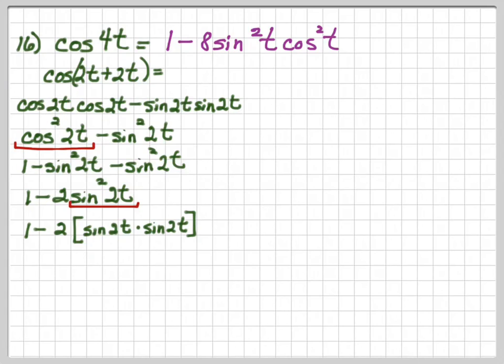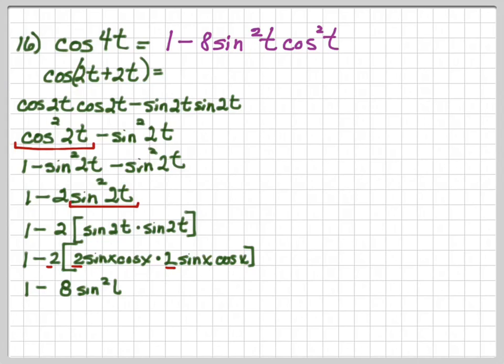And I'm going to break this up. Sine squared 2t is sine 2t times sine 2t. And then I am going to apply one of my double angle formulas. Sine 2x is 2 sine x cosine x. Sorry, I just changed to x, ignore that little boo-boo. So sine 2x times sine 2x is 2 sine x cosine x times 2 sine x cosine x, and now I multiply my 2 times 2 times 2, I get 8 sine squared x cosine squared x. And that's what I'm looking for.